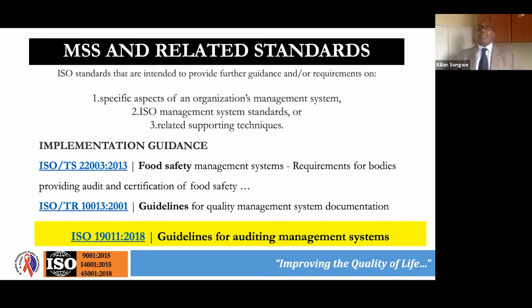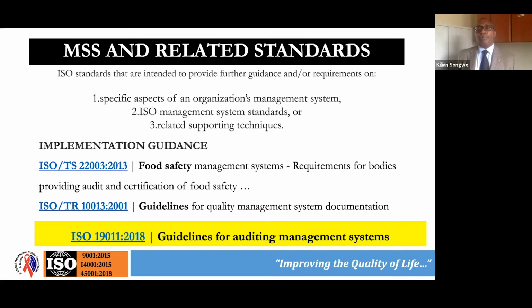So looking at the management system standards and the other related standards, just to throw in this one as implementation guides, because there are standards and then there are a number of guides that are out there. There is ISO 22003 for food safety. This is very important. You go to a restaurant, you have a good meal, you don't want to end up with any kind of stomach upset. So the restaurants would go into trying to become certified to ISO 22003, or guidelines around quality management system documentation. And then, of course, this is one of the big ones, ISO 19011, which provides guidelines for auditing management systems.